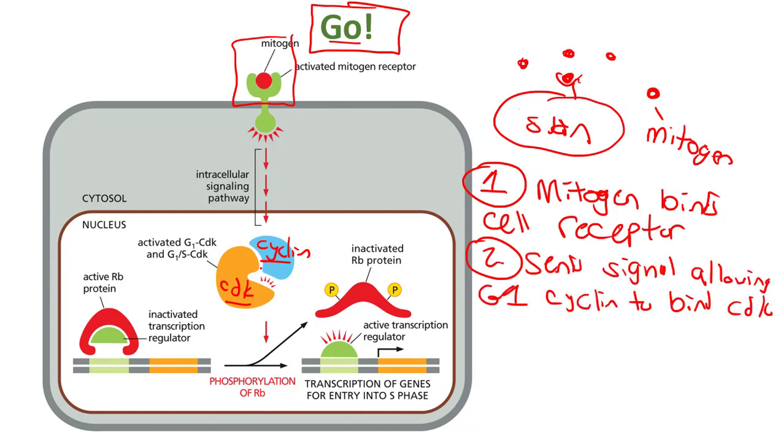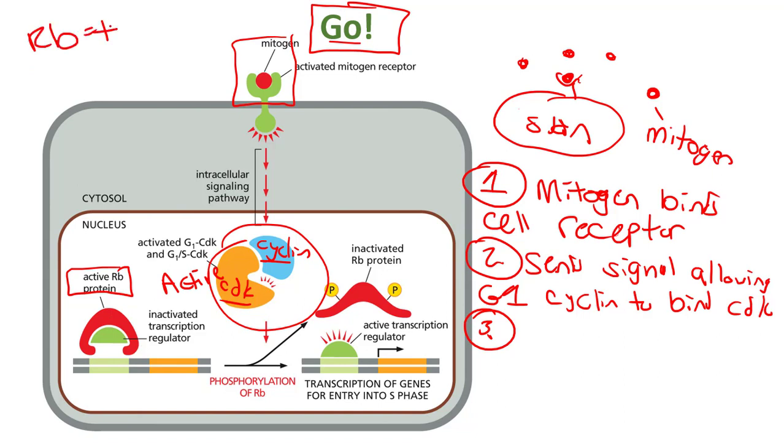Now remember, when the cyclin binds the CDK, this CDK is now activated. Once the CDK is activated, many things are going to happen, but one of the most important ones is this step. The CDK is a kinase, so it can phosphorylate things. It can add phosphate groups to things. Inside the cell, there's this protein called the RB protein. It's this big red one. The RB protein is a tumor suppressor.